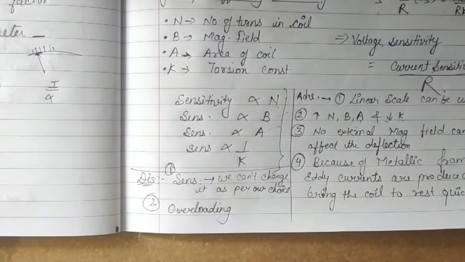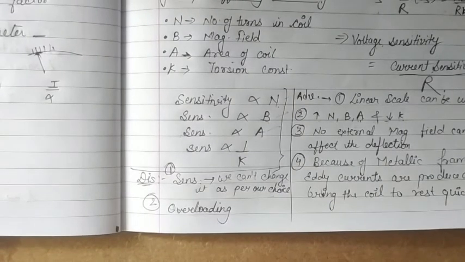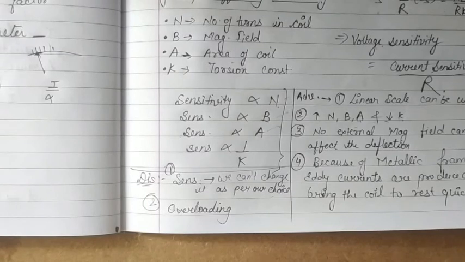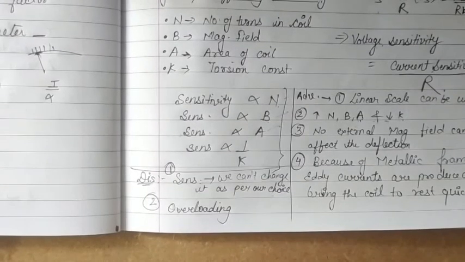This is all about the moving coil galvanometer. In the next video lecture, we are going to study how we can convert a galvanometer into an ammeter or voltmeter, whatever we need. So for that, stay tuned, stay safe and keep studying.